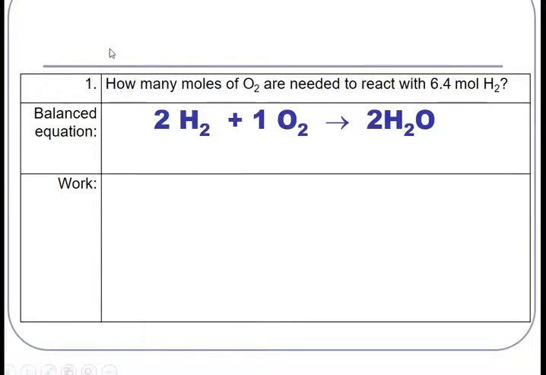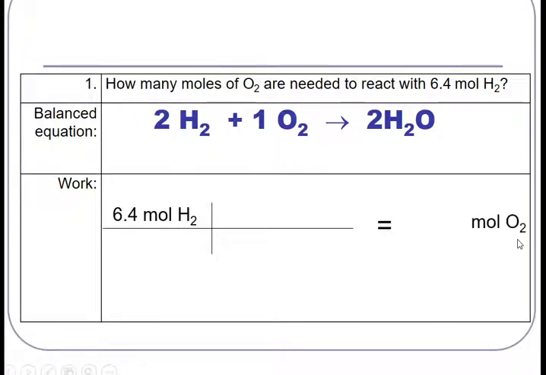So let's look at this first problem. How many moles of O2 are needed to react with 6.4 moles of H2? All right, so I start with my given, which is 6.4 moles of H2, and I'm trying to find moles of O2. So remember, in dimensional analysis, you start with your given, set up your workspace, write the unit and the substance that you're trying to find. I'm already in moles, so now I want to put moles of H2 down here. And what I want on top is moles of O2.